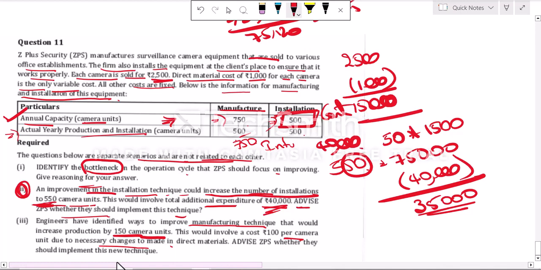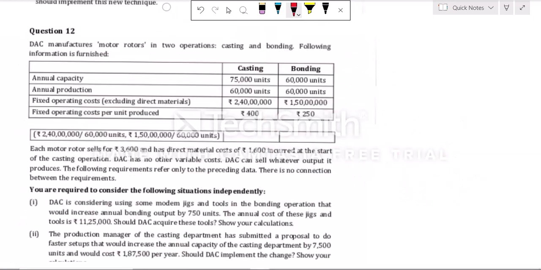In the third question, again we need to consider the 500 units installation capacity only. As the bottleneck resource is installation, increasing the annual capacity of manufacture does not make any sense. We will not get any profits, otherwise we will be incurring more expenditure for the same. Okay, that's all. Next question.